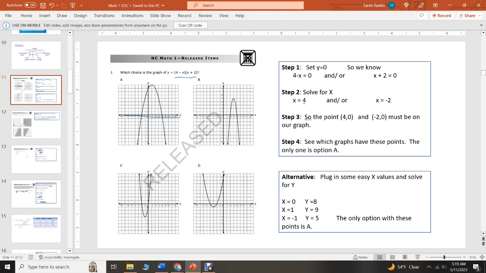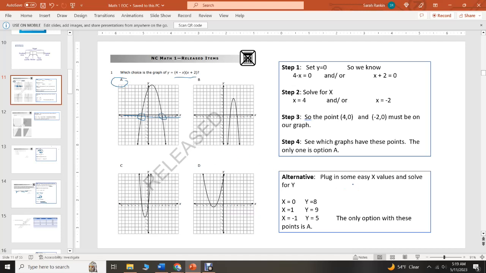So the point (4, 0), because we just solved when x is 4, y is 0, and we also solved when x is negative 2, y is 0. They both must be on the graph. Well, there's negative 2, and there's 4, and the only graph that has that is A.